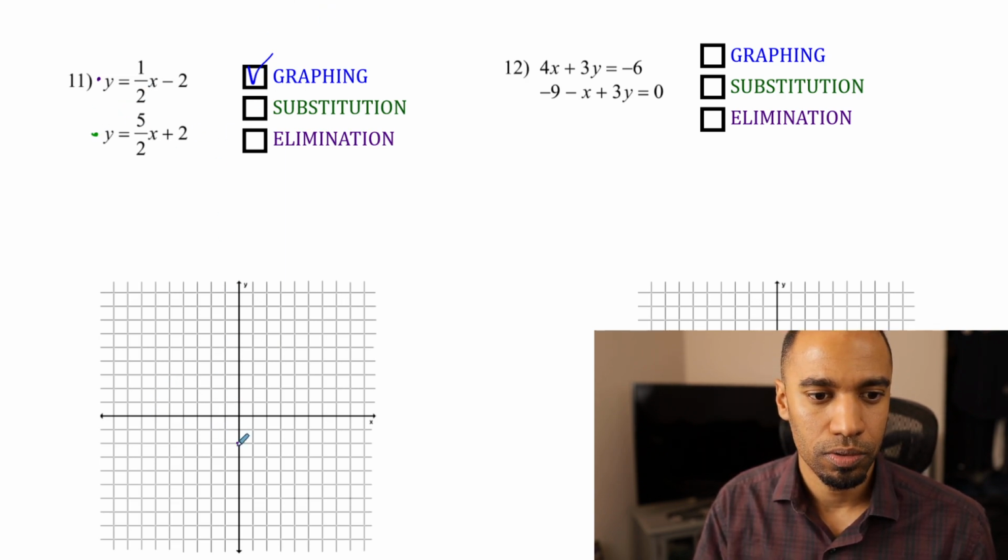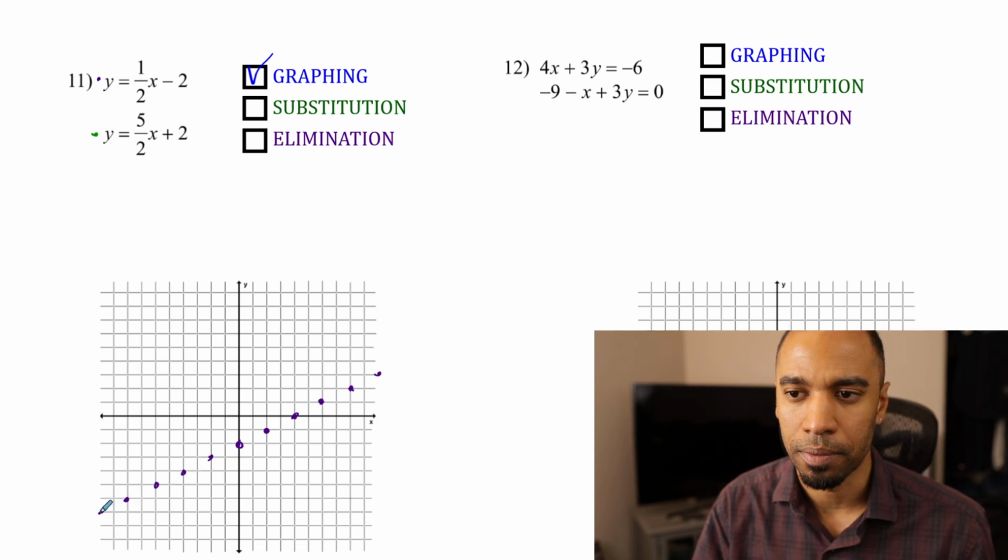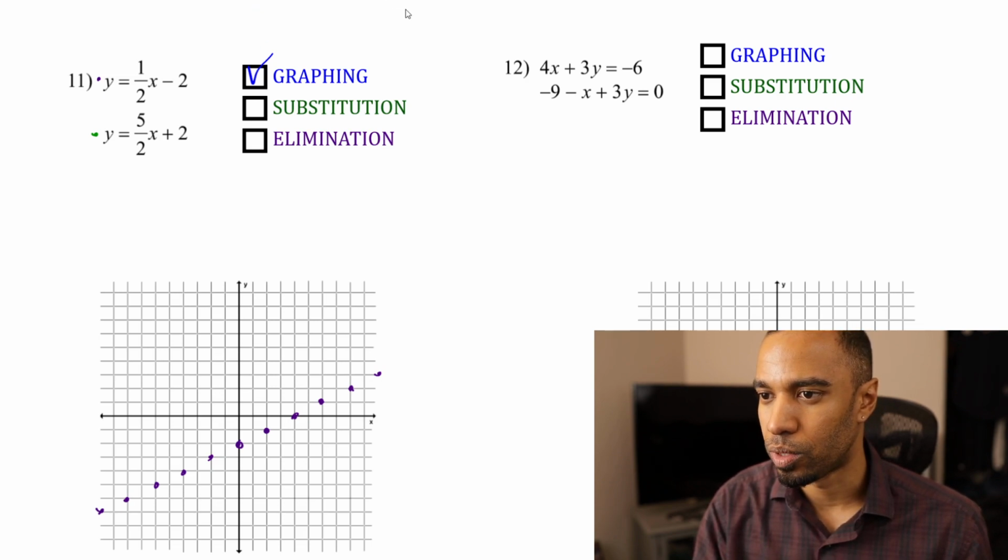1/2 x minus 2. I think we had a 1/2 x minus 2 earlier, obviously with a different equation at play. On the other hand, I'll draw the full graph, meaning I'll connect the line as well. But there's that first one right there.